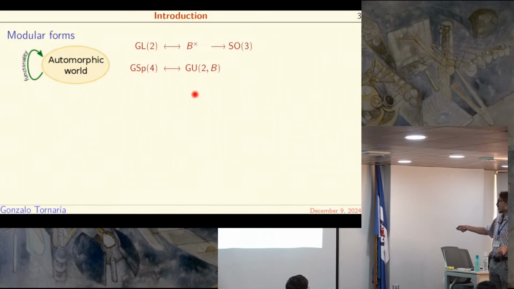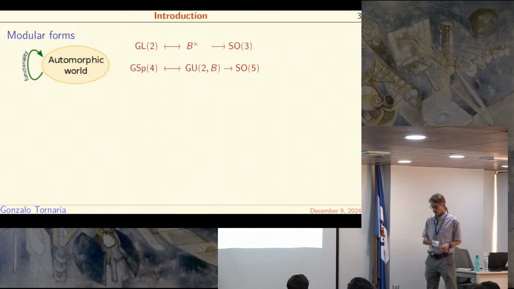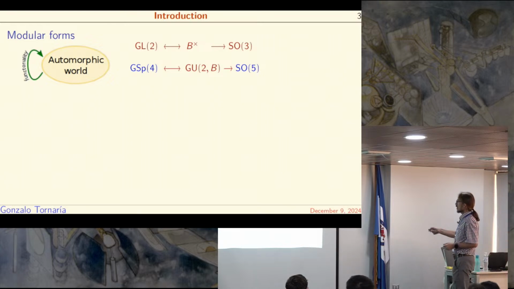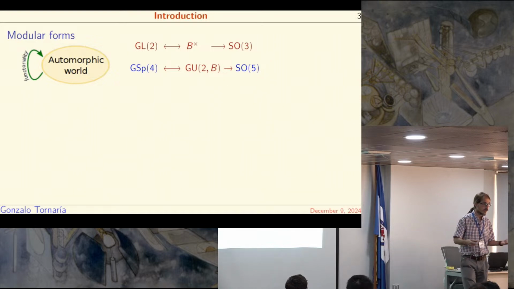And in the case where B is the split quaternion algebra, this is the same. But then, in a similar way to this projection, you have a connection to the orthogonal group in 5 variables. These two, which I put in blue, are the ones that I want to connect. So we want to understand modular forms for GSp4 using computing modular forms for SO5, which we can compute much faster.